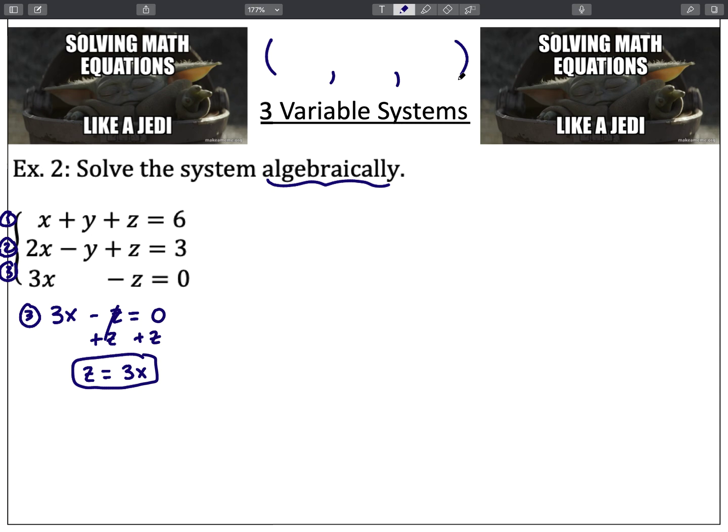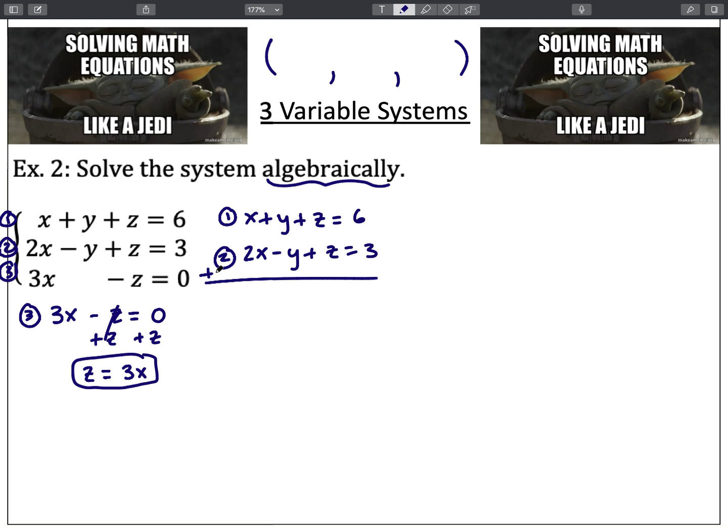I know that I have a positive y and I have a negative y. So for me, this would be screaming elimination. So just like I have it, I will write x plus y plus z is equal to 6. And then for equation 2, I have 2x minus y plus z is equal to 3.